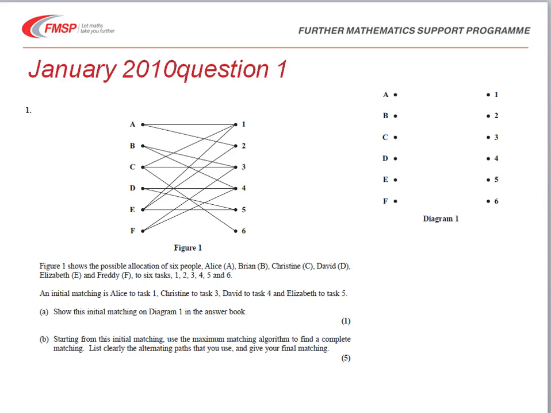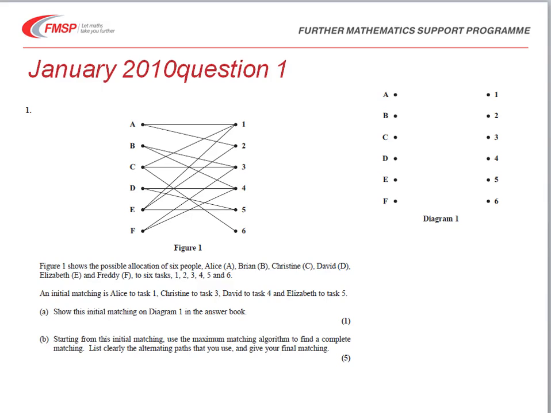So we're told to use a particular initial matching, so A to 1, C to 3, David to 4, Elizabeth to 5, and we should show that in diagram 1. Having done that, we should use the maximum matching algorithm to find a complete matching and list clearly the alternating paths that we use to give the final matching.